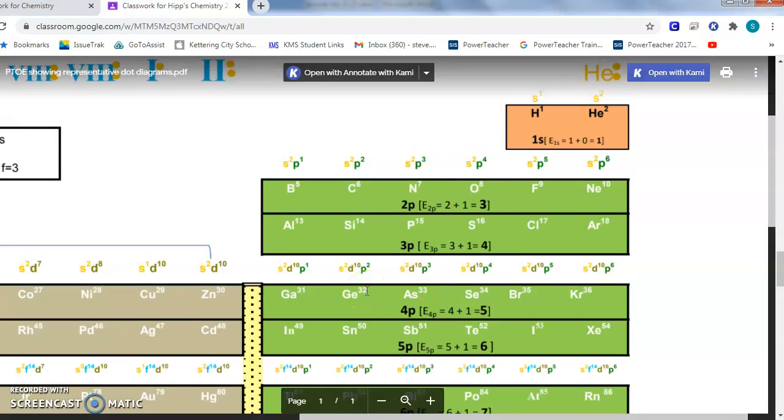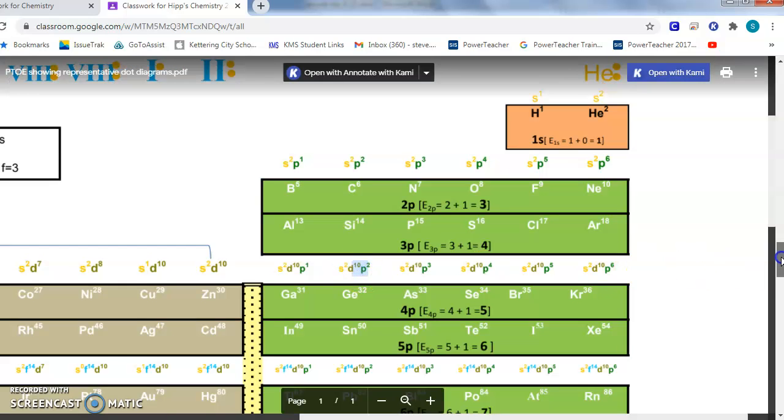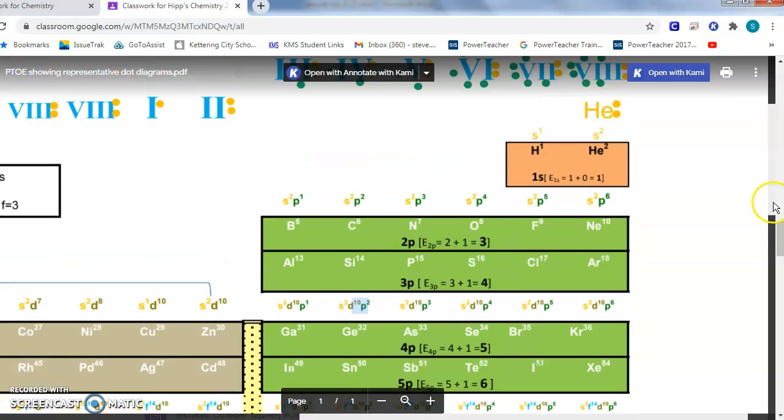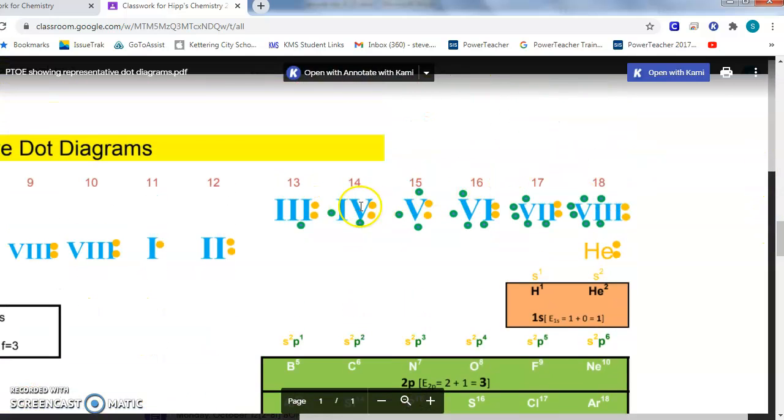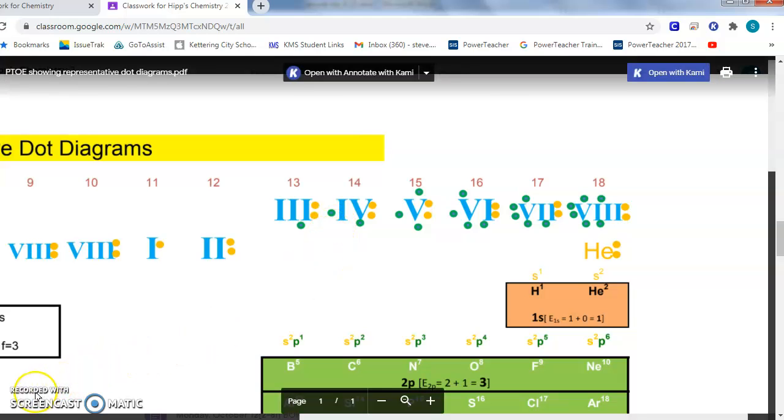Right there, number 32. It should have 2 in the S and 2 in the P. It is a Roman 4. Its dot diagram should look just like this one: 2 on that side, 1 on each underneath. So let's go ahead and do that.